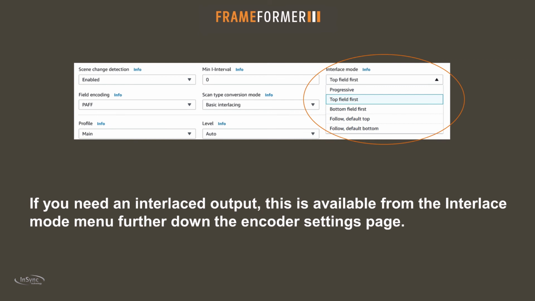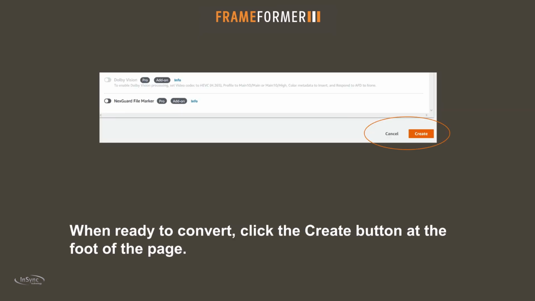If you need an interlaced output, you'll find the interlace mode menu slightly further down the page. Navigate to interlace mode and you'll find a drop-down menu with the different choices for interlacing. Once you've set up all your parameters for the conversion, just click the Create button at the foot of the page.